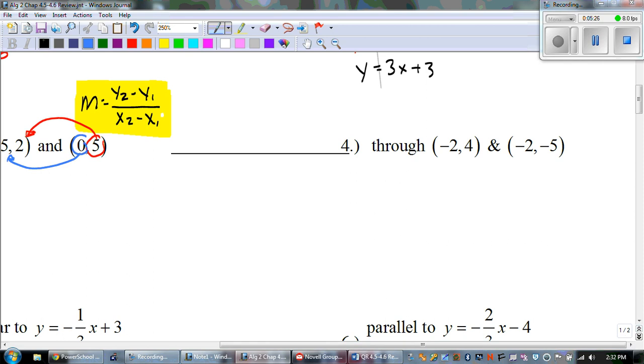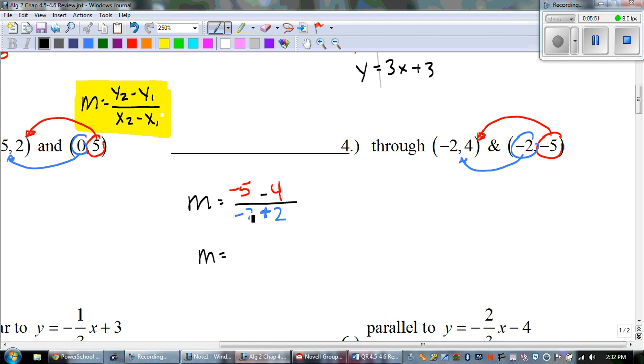All right, number 4. So same thing. We're going to figure out what our slope is first. So on the top, we have -5 minus 4. And then on the bottom, we have -2. And then when we have two negatives, that turns into a positive. So -5 minus 4 is -9. And on the bottom, -2 plus 2 is 0.